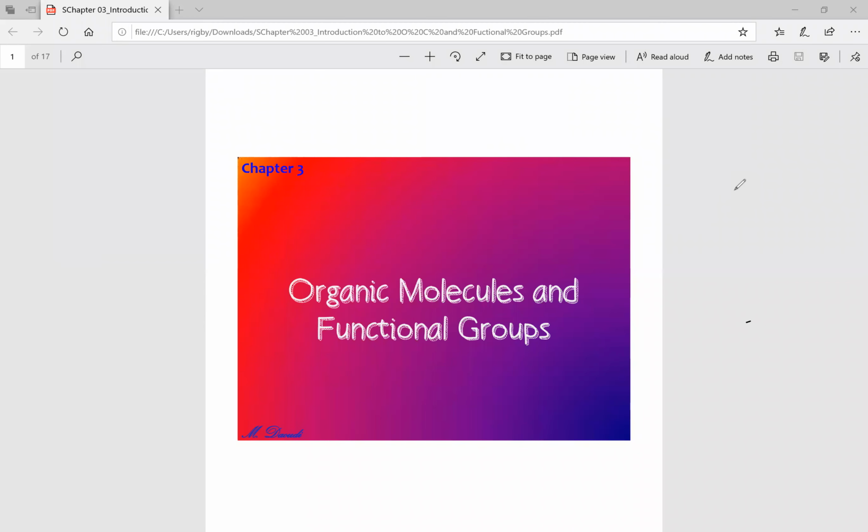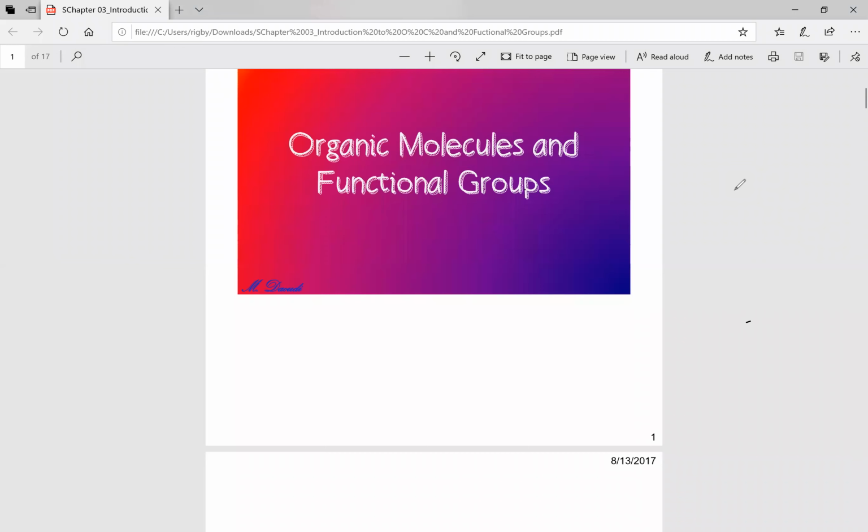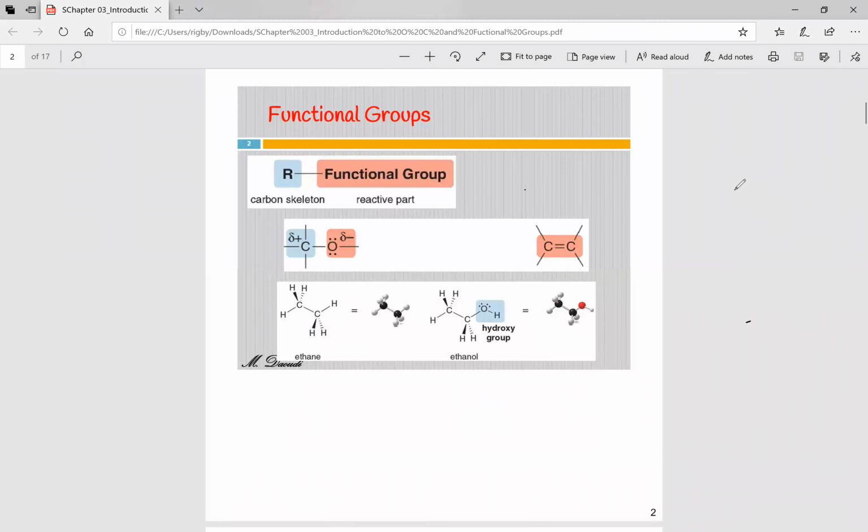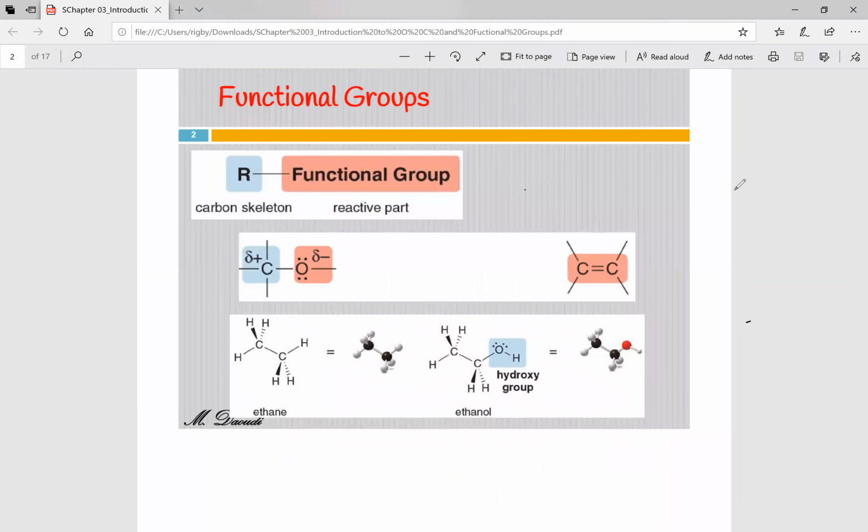Okay, hello everyone. Today we'll be talking about Chapter 3, Organic Molecules and Functional Groups. And the main thing to take away from organic molecules and functional groups is that generally we're going to have a carbon skeleton, so anything made up of just carbons, aka our parent chain, which we'll talk about a little bit later, and whatever part that is not just made out of carbons or hydrogens using only single bonds. Carbon-carbon double bonds and carbon-carbon triple bonds are considered functional groups.